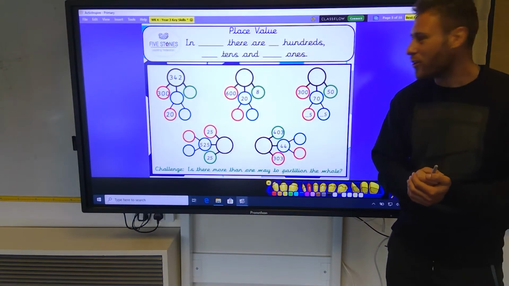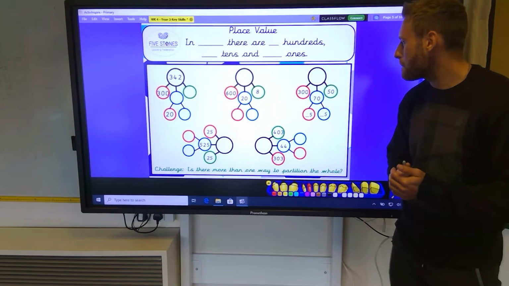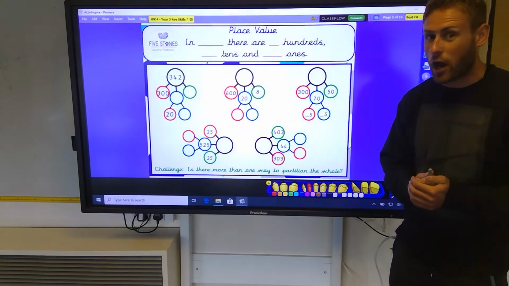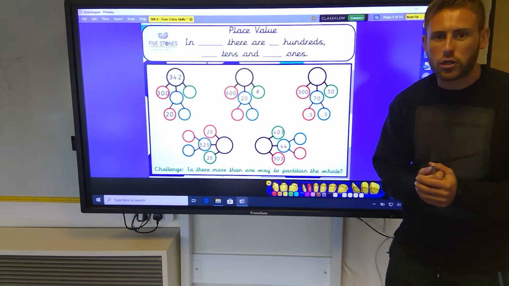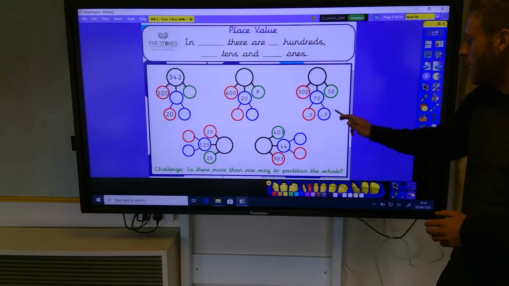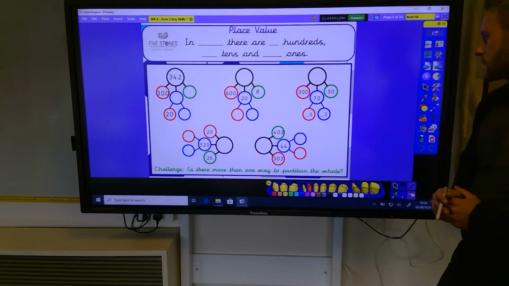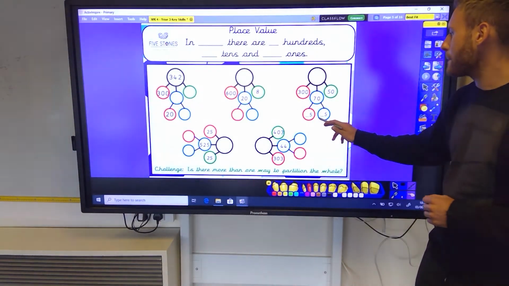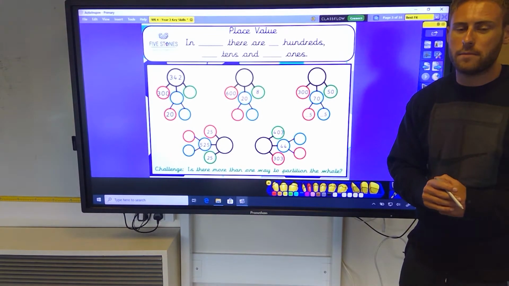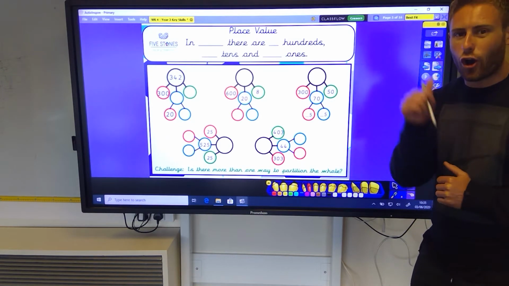So pause the video, give yourself a little bit of time to complete these part whole models. Some of them are a little bit open, so you can choose which one you want to. Try and be very efficient. Some of you have been given a little bit of guidance. So in this one, the ones column must be a 5 in each of your parts. Okay, so think about it and off you go.